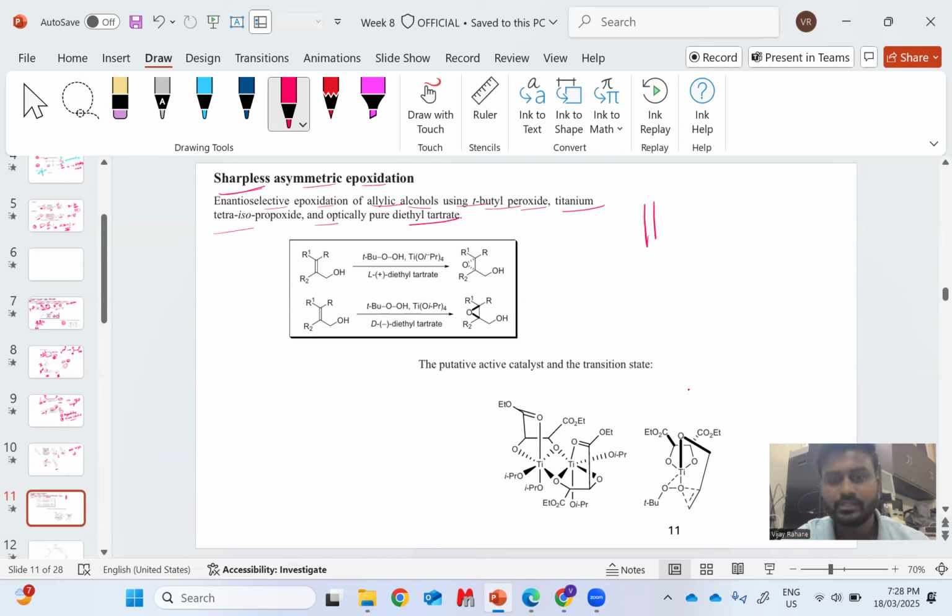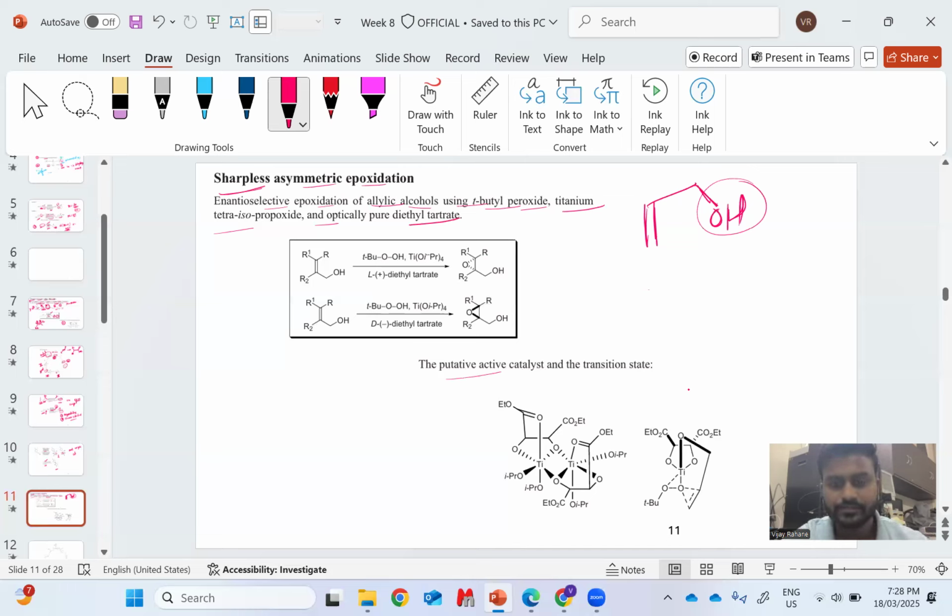Allylic alcohols means the alcohol which has an adjacent double bond, right? So the carbon atom to which the hydroxy group is attached, that carbon atom should be attached to the double bond, that is the olefin. In that case, it gives the asymmetric epoxidation, because this hydroxy group has a role in the formation of the intermediate state. So you can see here.